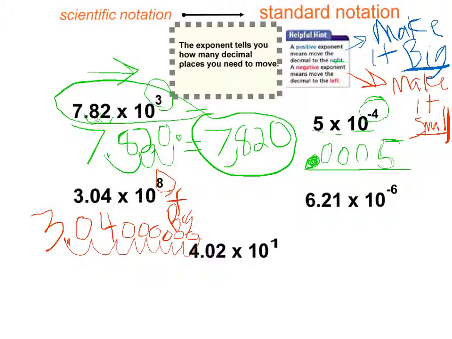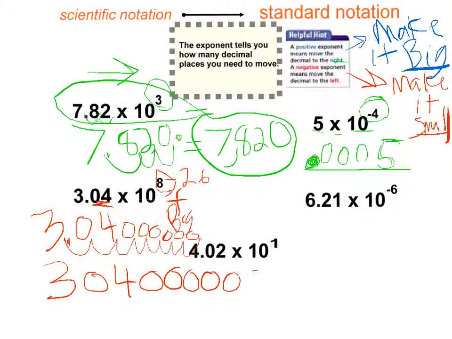Now a shortcut, this is what I do. I say I have two numbers here, and 2 less than 8 is 6. So I should have 6 zeros. 1, 2, 3, 4, 5, 6. 6 zeros at the end of the number. So my new answer is 3, 0, 4, 1, 2, 3, 4, 5, 6. And that's my new number.